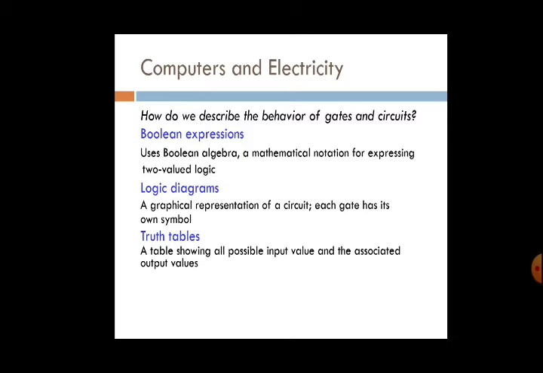How do we describe the behavior of gates and circuits? First one, Boolean expression. It uses Boolean algebra, a mathematical notation for expressing two-value logic. Logic diagram: graphical representations of a circuit. Each gate has its own symbol. What is a truth table? A table showing all possible input values and the associated output values.